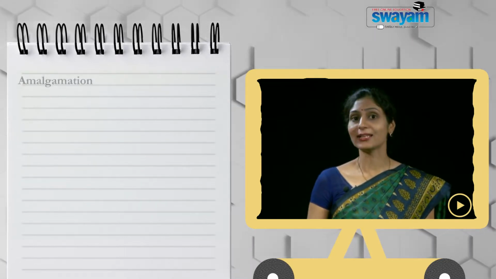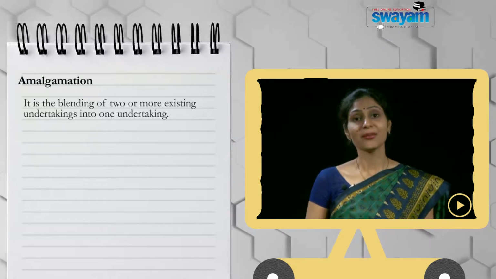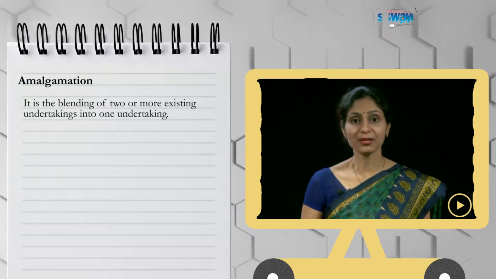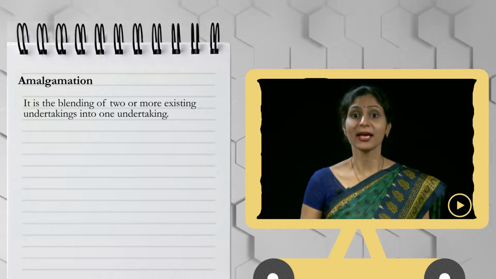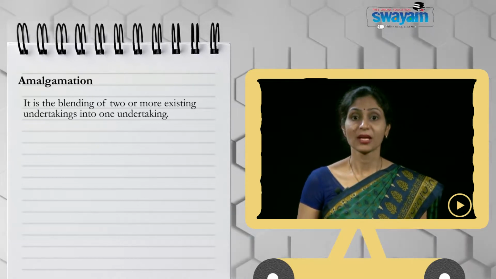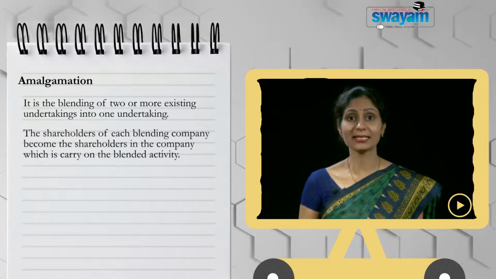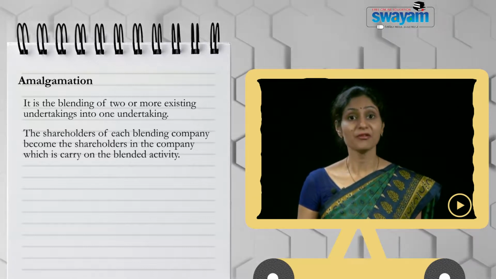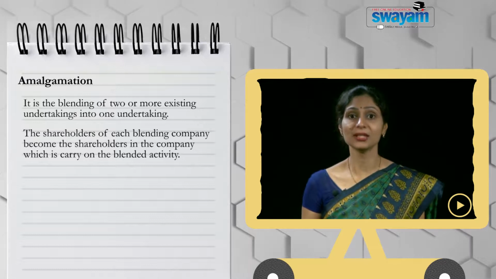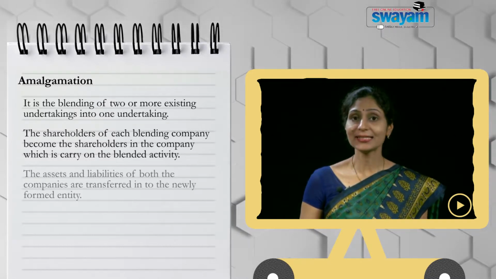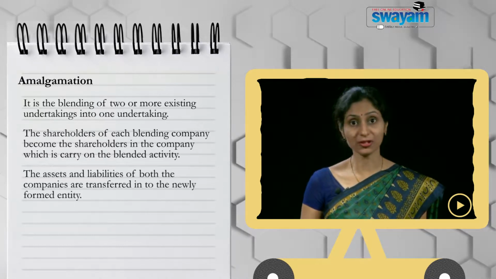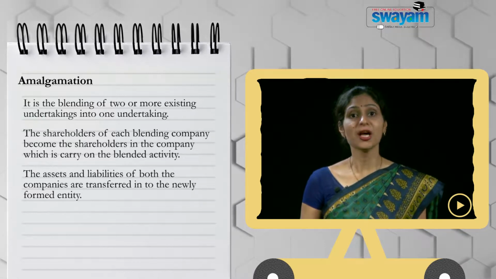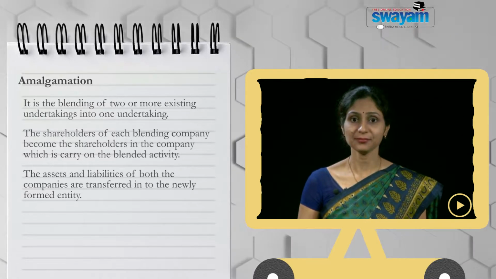So what exactly is an amalgamation? An amalgamation is the blending of two or more companies, existing undertakings, into one undertaking. The shareholders of each blending company become the shareholders of the blended company, which is the new entity. And the assets and liabilities of both the companies are transferred to the newly formed entity.